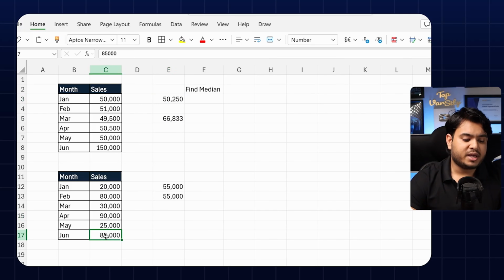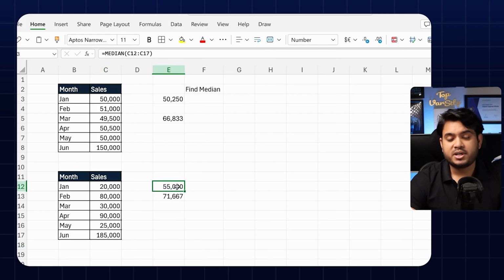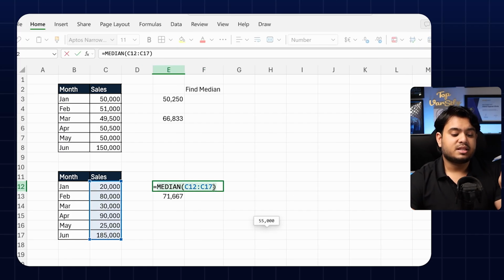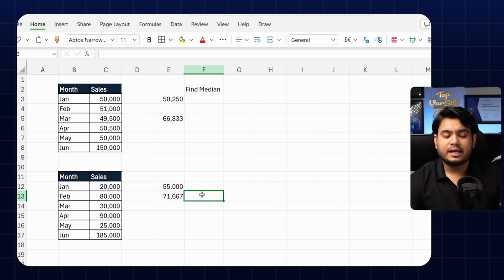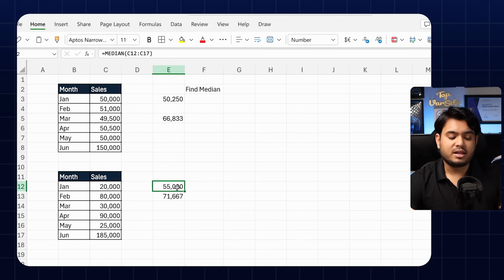Now I'm trying to make it 1,85,000. Let's see how much difference there will be between median and average. See, the average has changed, but your median is as it is. So from this you can say that outliers will be neglected because of the median value. Average will consider outliers also.